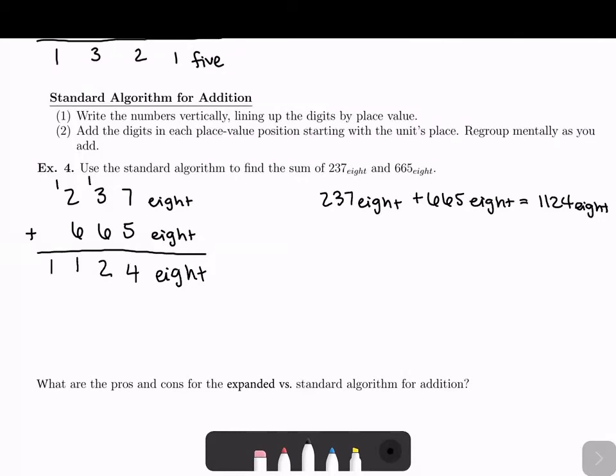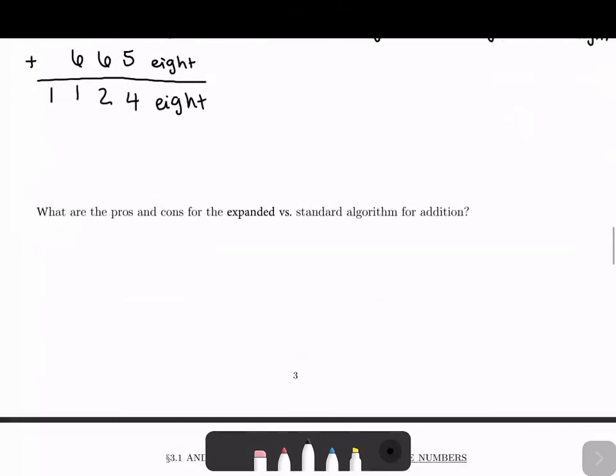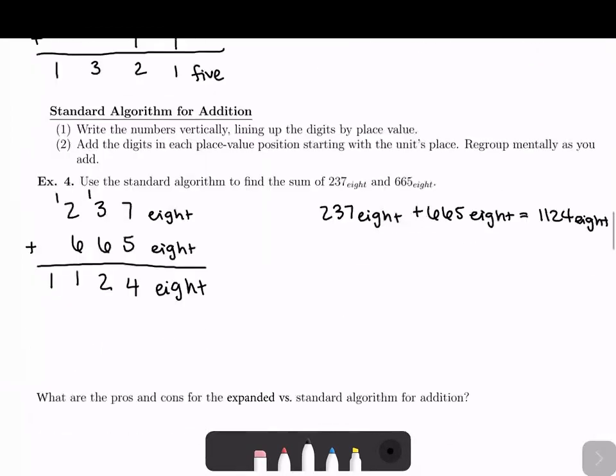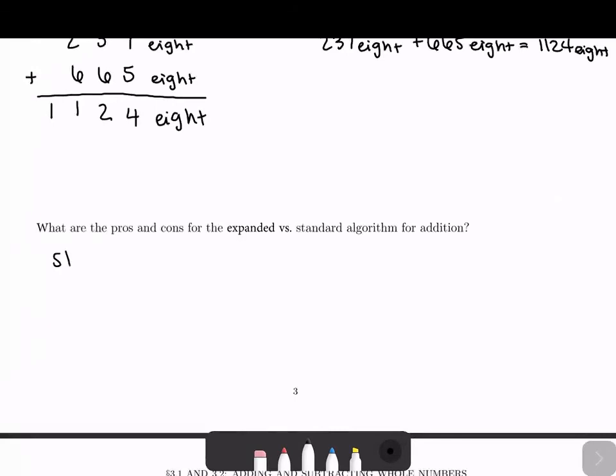so now let's talk about what the pros and cons are with this expanded versus standard algorithm. So we noticed that definitely just in writing them out, the standard algorithm is a lot shorter. So let's write down standard algorithm and expanded. So yeah, the standard algorithm is shorter and more compact. There's less writing. But students don't have to think about place value. That was one thing we said. So this is shorter, more compact.